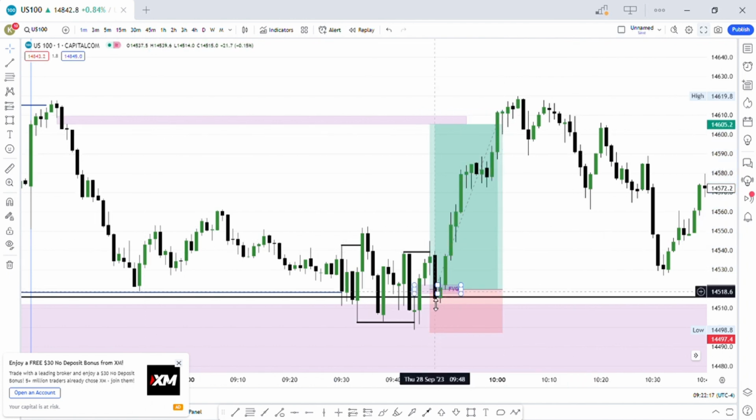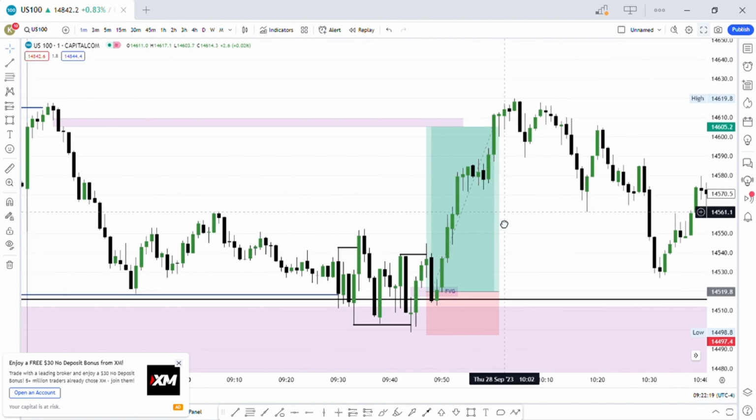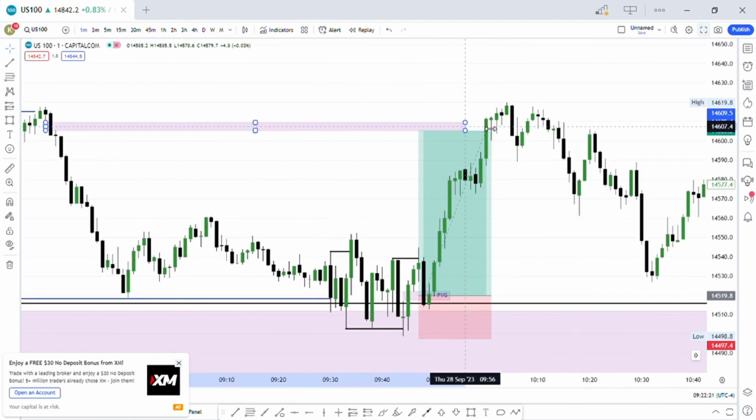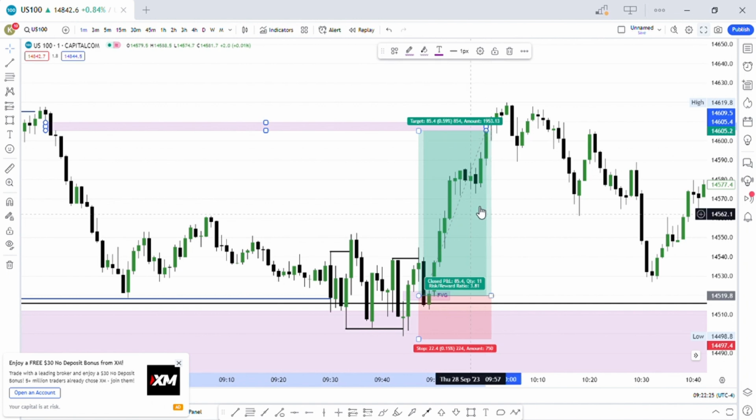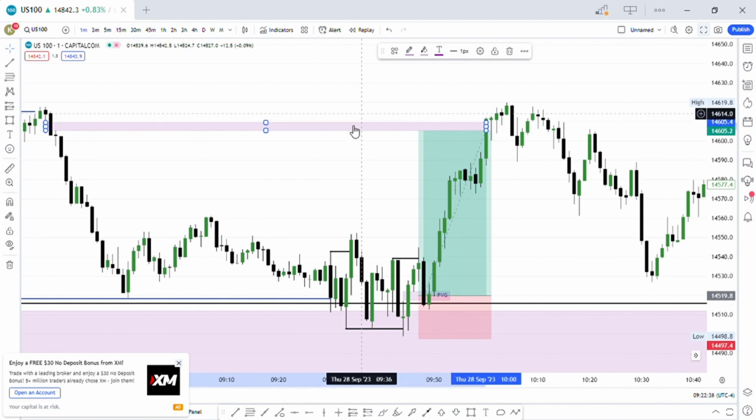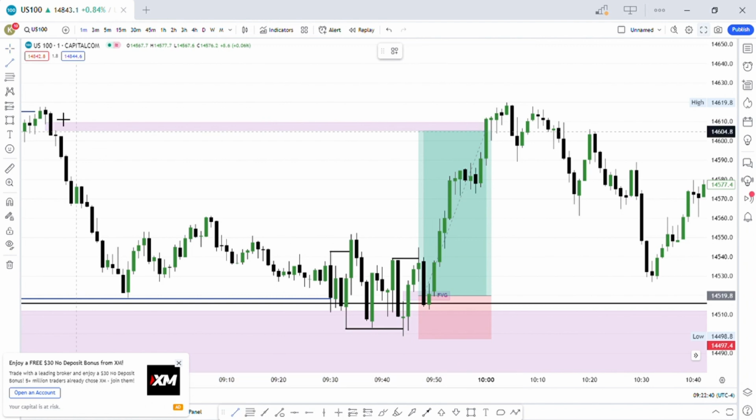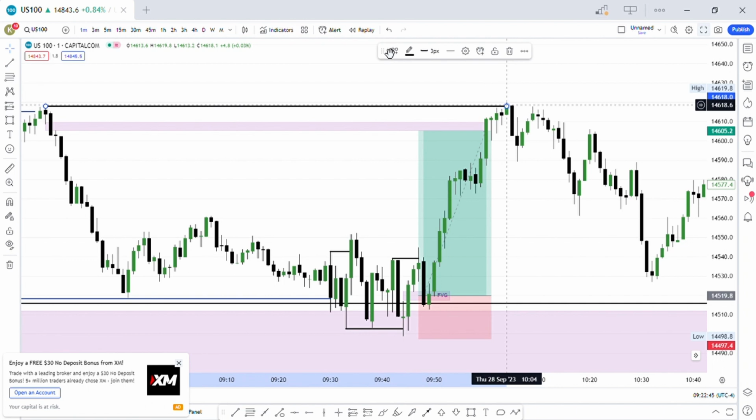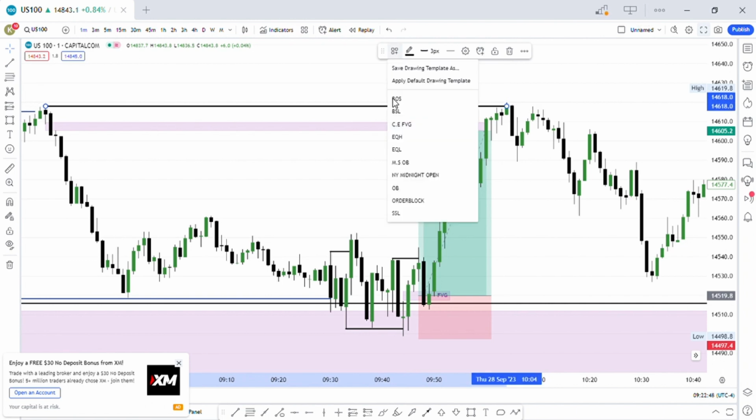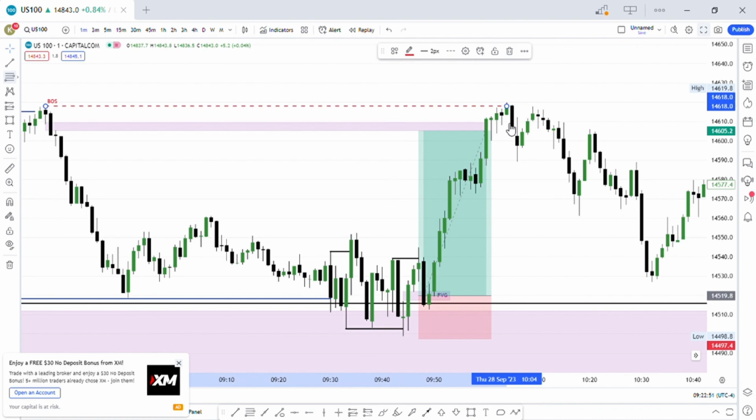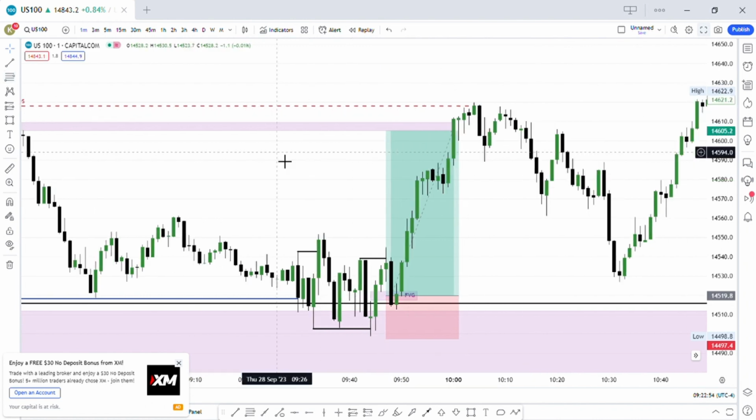So when the market came here, you can see this fair value gap was not respected. How do we know that it was not respected? If the fair value gap is respected, these candles are not supposed to close above it. Whenever they close above this fair value gap, we know it has been invalidated and we get a break of market structure again, confirming that we can still expect more bullish movement.